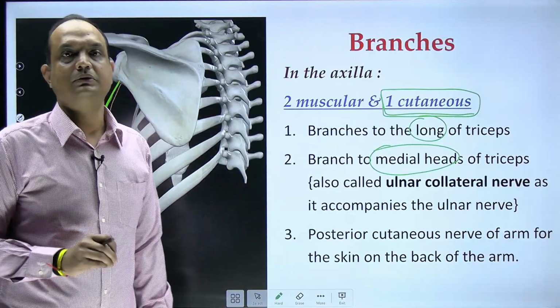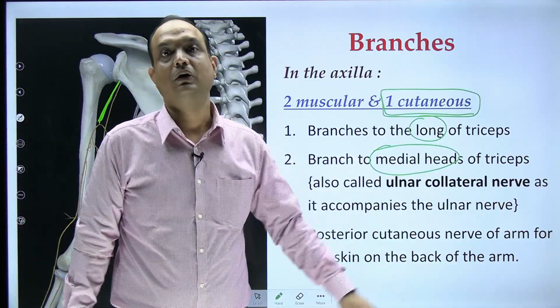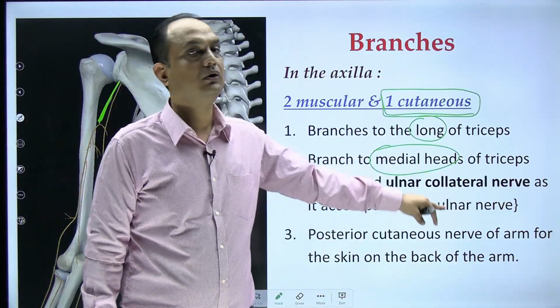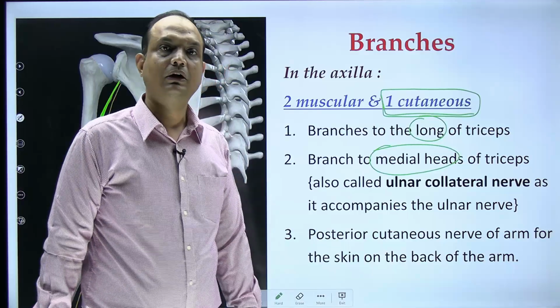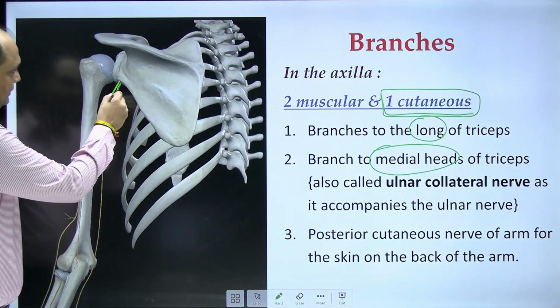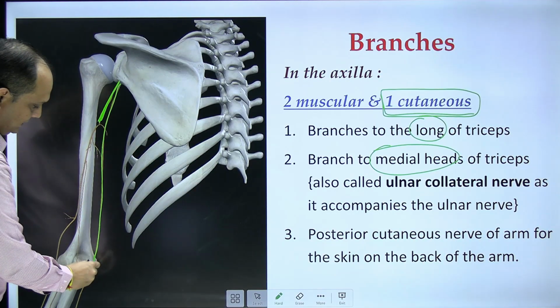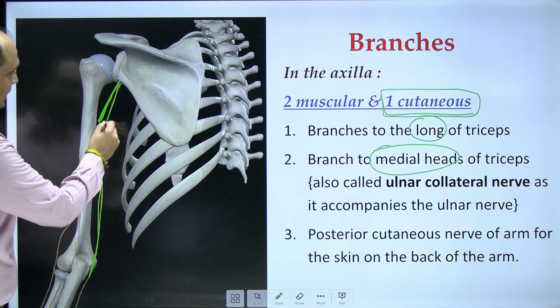Now, my dear students, the nerve which is supplying the medial head is also known as the ulnar collateral nerve. Why ulnar collateral nerve? Because in this image you can see that this is your ulnar nerve. This ulnar nerve is passing behind the medial epicondyle. So, this is your ulnar nerve.